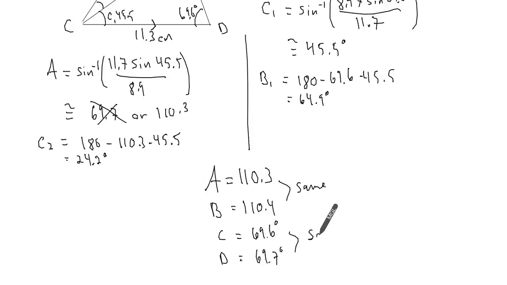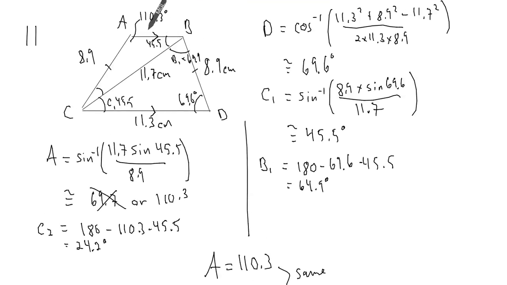These are basically the same just due to rounding, which makes sense, that these two should be the same and these two should be the same, because these are two large angles and these are two small angles in a regular trapezoid.